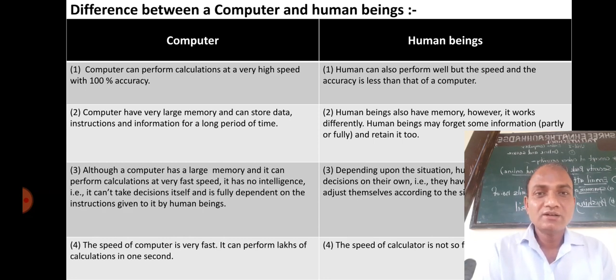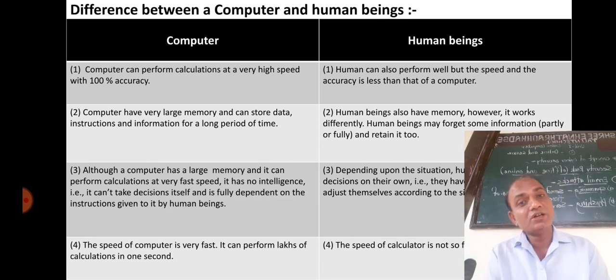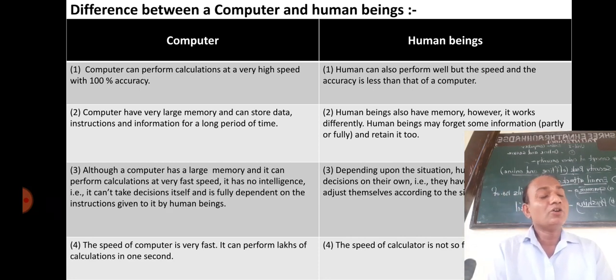Now the third difference: although a computer has a large memory and can perform calculations at very fast speed, it has no intelligence. Computer has no intelligence, means the computer cannot think on its own. So it cannot take decisions itself and is fully dependent on the instructions given by human beings.